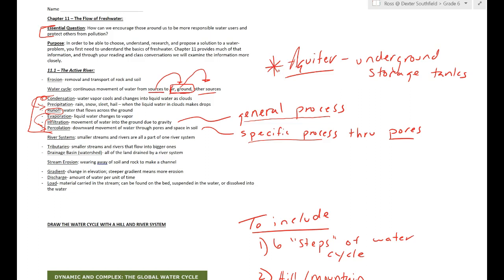If that runoff doesn't infiltrate or percolate down into those aquifers, it could potentially run off into a pond, lake, or ocean. Potentially, it will also evaporate and go right back up to this process where it's in the air as water vapor and has the potential to once again form clouds and be precipitated down towards the earth.